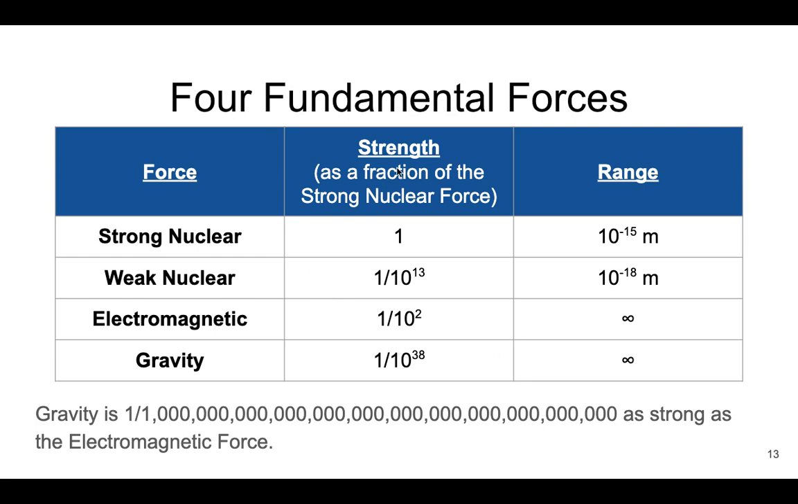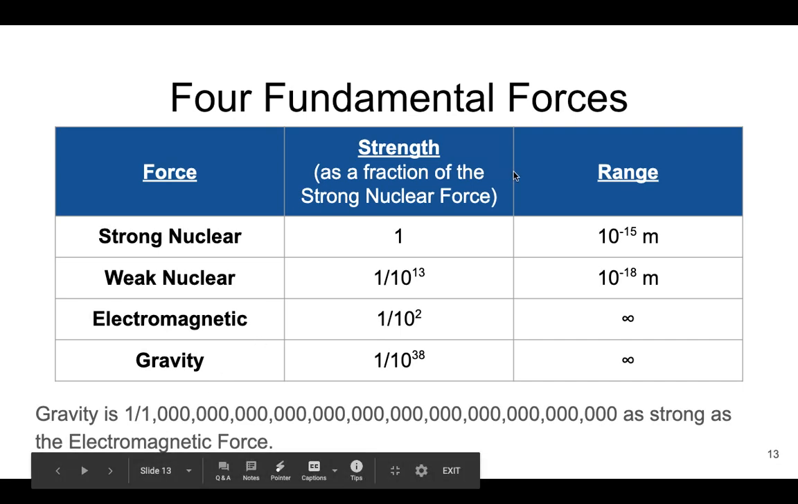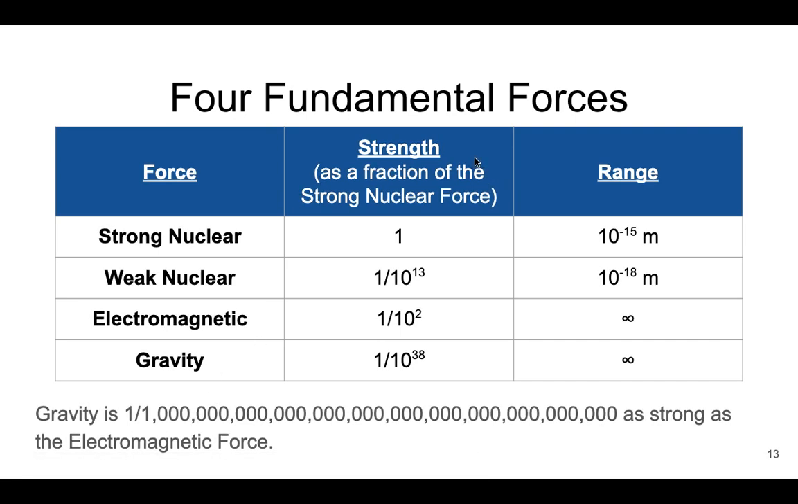So anyhow, what we're looking at on this table, here are the 4 forces. Here are the strengths of the 4 forces as compared to the strong nuclear force. So the strong nuclear force is 1 times as strong as the strong nuclear force. That makes sense. And this column tells you the range of the forces. So the strong nuclear force is far and away the strongest force that there is. However, it has a really tiny range. So this is 10 to the minus 15 meters. So that's 1 over 10 to the 15 meters.